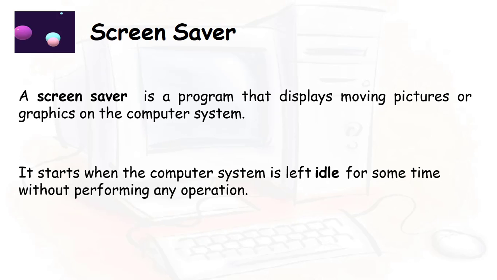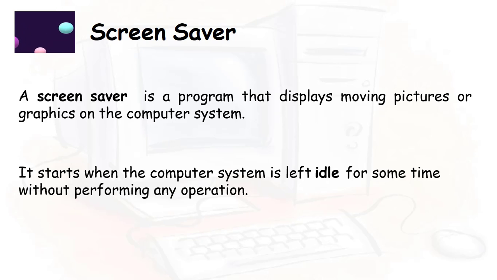It starts when the computer system is left idle for some time without performing any operation. Means we left our computer system idle for some time. Let's take an example like I am not using my computer. My computer is switched on, but I am not using it for 30 minutes or for 10 minutes. At that time, my computer system is left idle. In that time, screen saver is going to start.